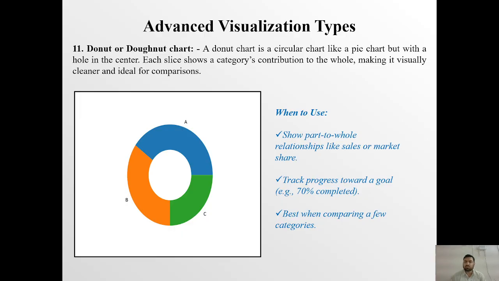Donut chart. The donut chart is a circular chart like a pie chart but with a hole in the center. Each slice shows a category's contribution to the whole, making it visually clear and ideal for comparisons. When to use: show part-to-whole relationships like sales or market share, track progress towards a goal, for example 70% completed. Best when comparing a few categories.